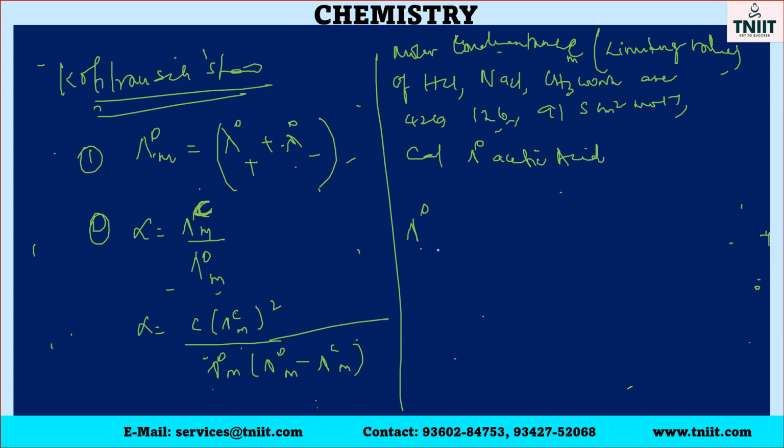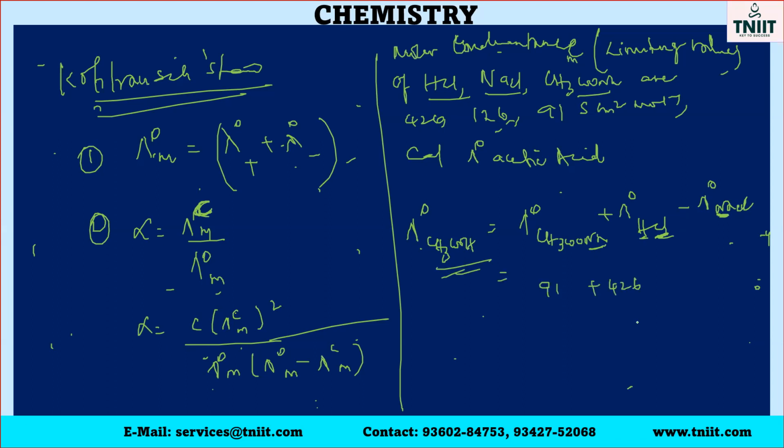So lambda naught of acetic acid is given by the formula. See, sodium acetate they've given, NaCl they've given, and HCl they've given. So lambda naught of CH3COONa plus lambda naught of HCl minus lambda naught of NaCl. If you observe, this Na plus and this Na plus, this is minus and will get cancelled. This H plus and Cl minus also get cancelled. So that will be equal to 391 Siemens centimeter square per mole. So this kind of problems will be asked.